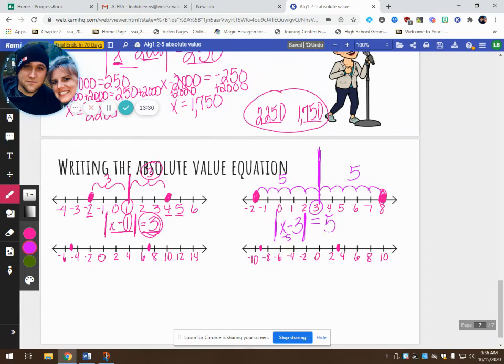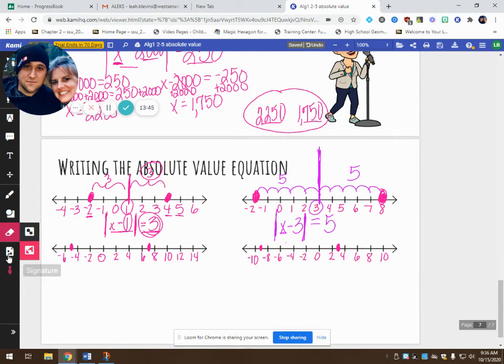The absolute value of -5 is 5. Worked for that. Let's look at 8. 8 minus 3 is a +5. The absolute value of +5 is 5. Hey, it worked. Let's try it again on this bottom one.